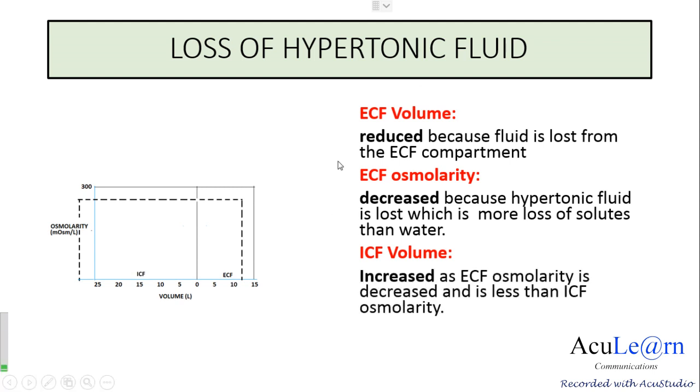So the ICF volume will be increased because water will move from ECF to ICF, because the ECF osmolarity is lesser than the ICF osmolarity. So water moves from ECF to ICF due to osmosis, and this will increase the ICF volume. And the water moves until the ECF osmolarity and the ICF osmolarity become equal. So that is about the loss of isotonic fluid, hypotonic fluid and hypertonic fluid, and its effect on the ECF volume, ECF osmolarity and ICF volume.